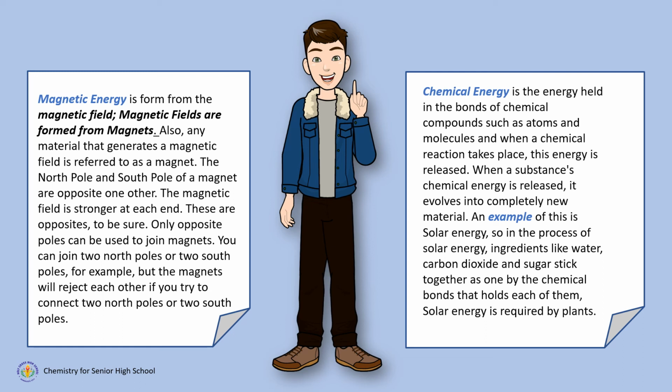Eighth is chemical energy, which is the energy held in the bonds of chemical compounds such as atoms and molecules, and when a chemical reaction takes place, this energy is released. When a substance's chemical energy is released, it evolves into completely new material. An example of this is photosynthesis. In the process, ingredients like water, carbon dioxide, and sugar stick together as one by the chemical bonds that hold each of them. Solar energy is required by plants.